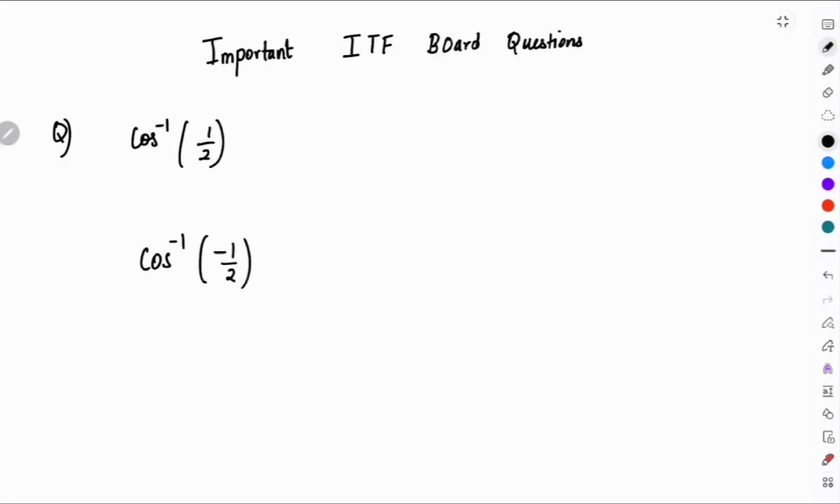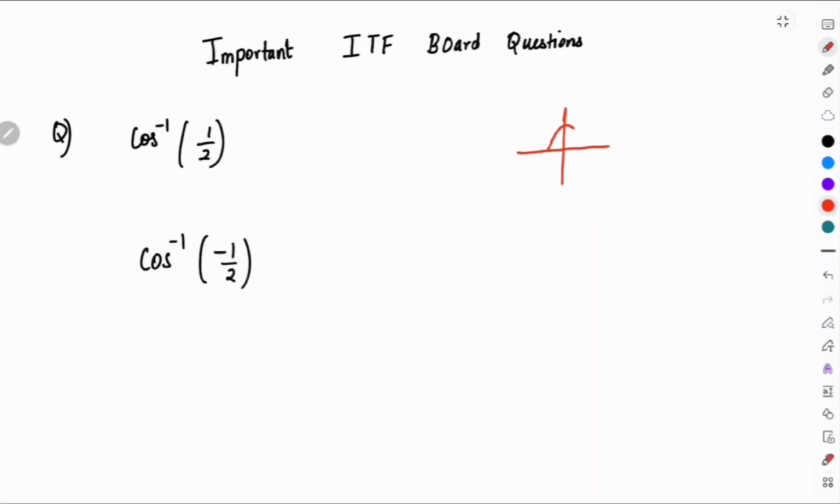Hello everyone. In this video, we want to see important ITF board questions. So it all comes with basics. Let us try to understand what is the domain and range of inverse function and how the graph looks. So the graph of cos. I'm going to start with very basic.